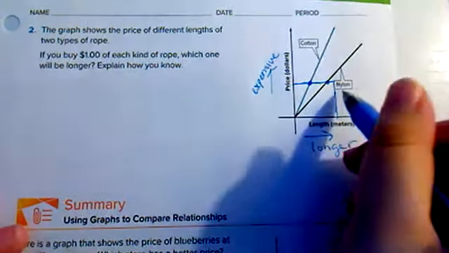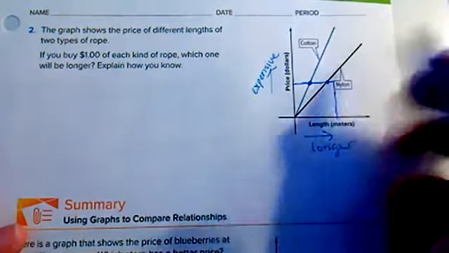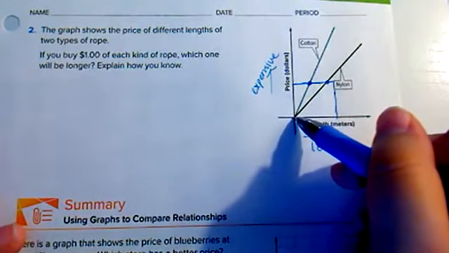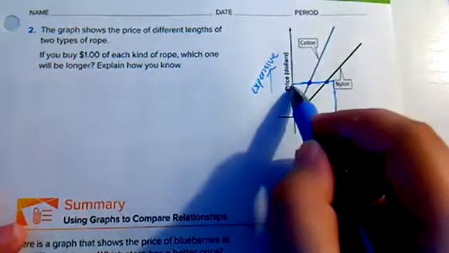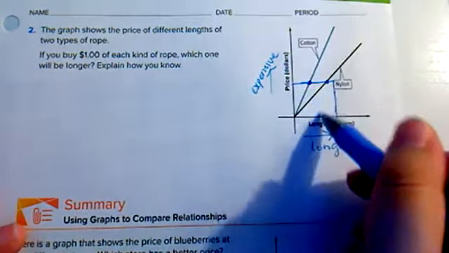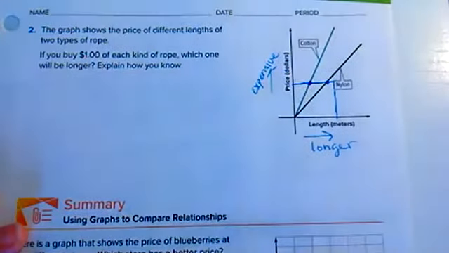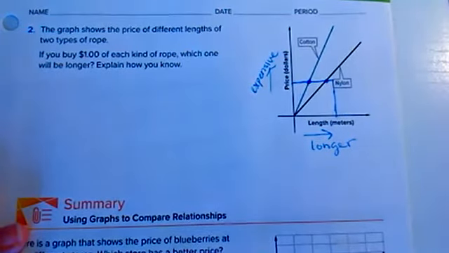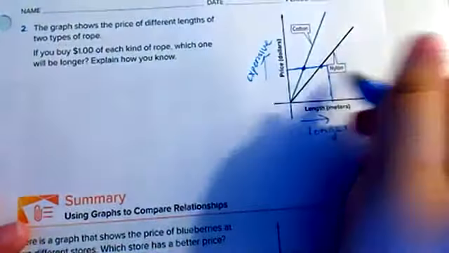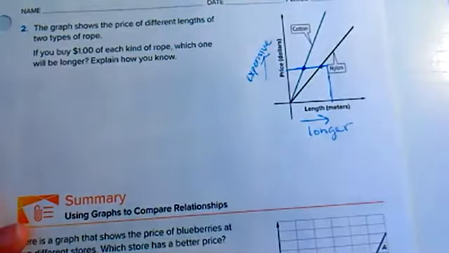Yeah, the nylon rope is going to be longer because even though it's going at a less steep price, when it hits one, it's further along. So it's showing that the greater amount of nylon can be purchased over cotton.